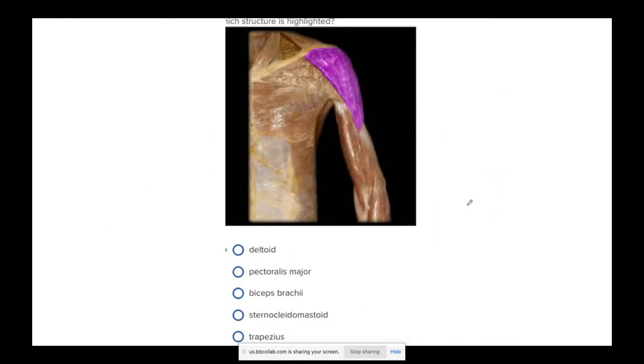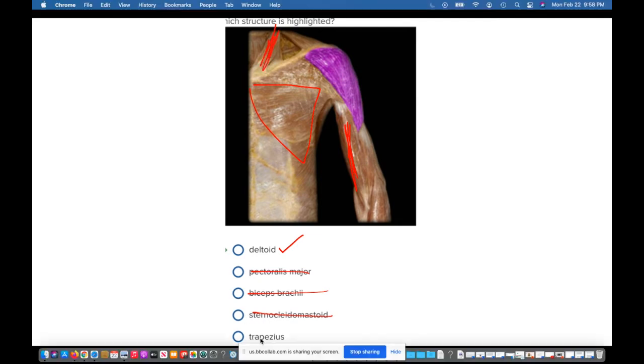All right, so let's go back here and see if we can retain some of that information we talked about before. So what is the structure highlighted? You should know that right off the bat. It looks like the Greek letter delta, so that is the deltoid. It can't be Pec Major, that's over here. It can't be Biceps Brachii, that's here. It can't be sternocleidomastoid, that's up here. And it can't be trapezius because that's posterior.